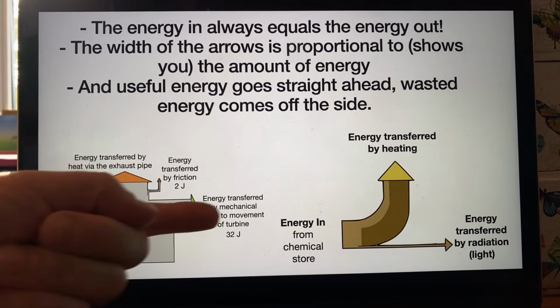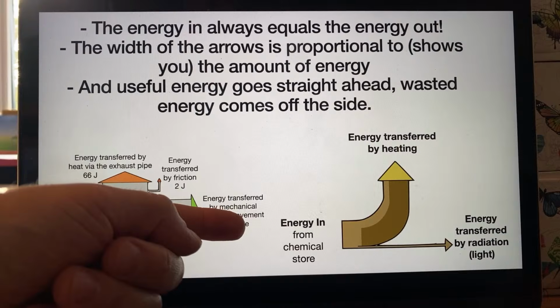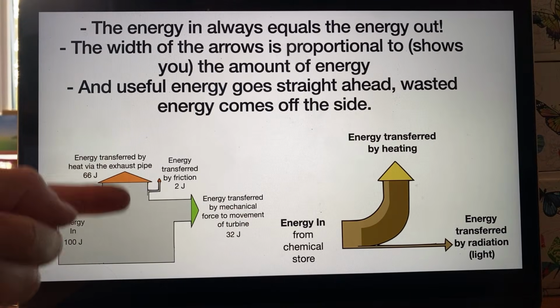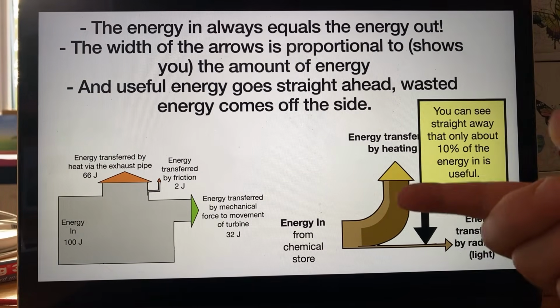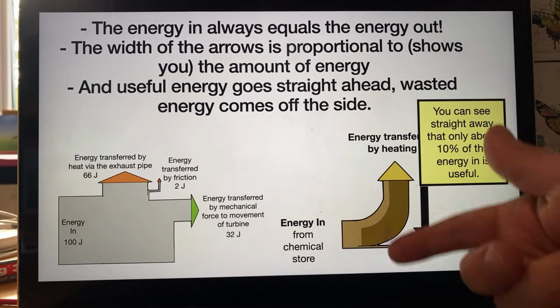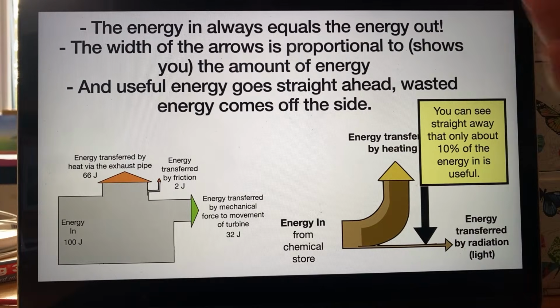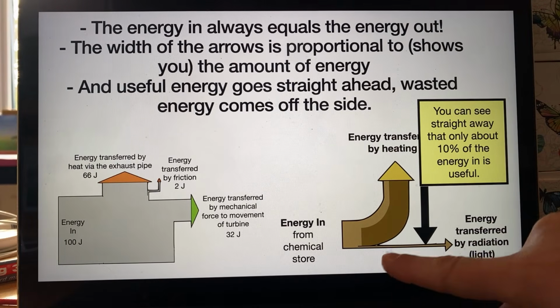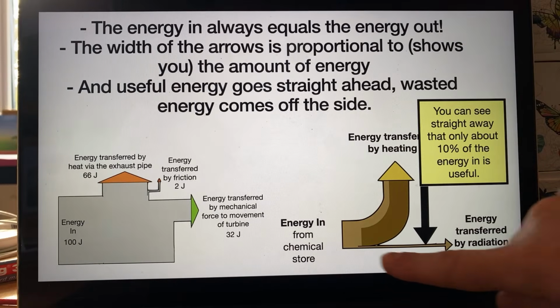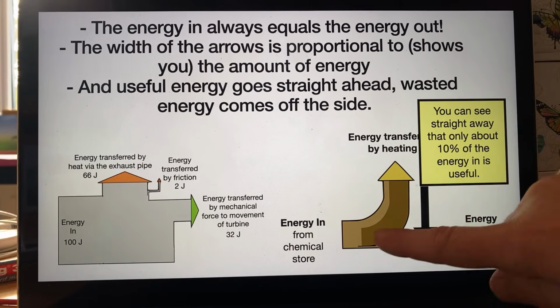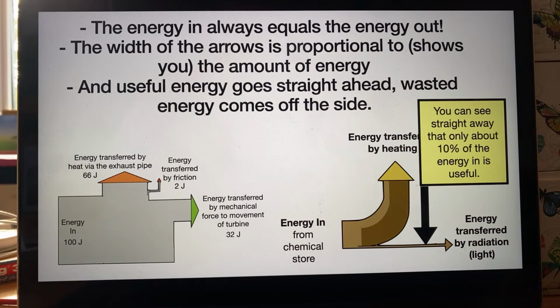And the useful energy comes straight ahead, and the wasted energy comes off the side, which makes sense, right? It's just easier to read. So straight away, if I tell you that this is a Sankey diagram of a light bulb, you can see without thinking too much about it, there's not very much useful energy in the process of having an electric light bulb running, and lots of energy is wasted. You can just tell straight away.